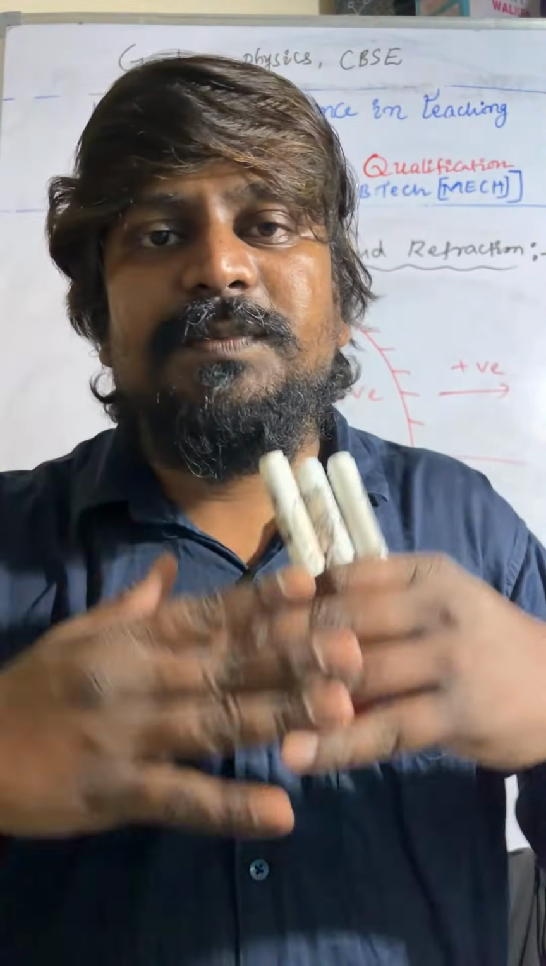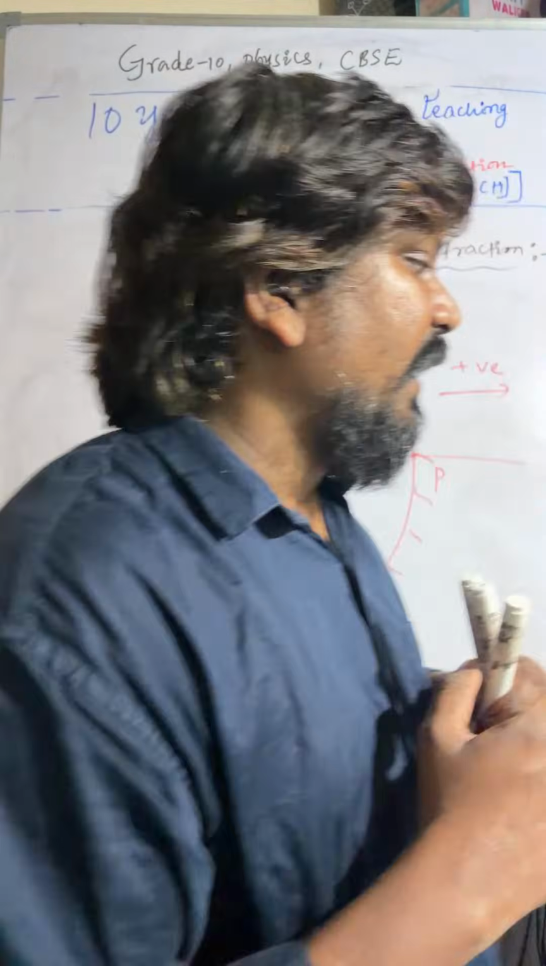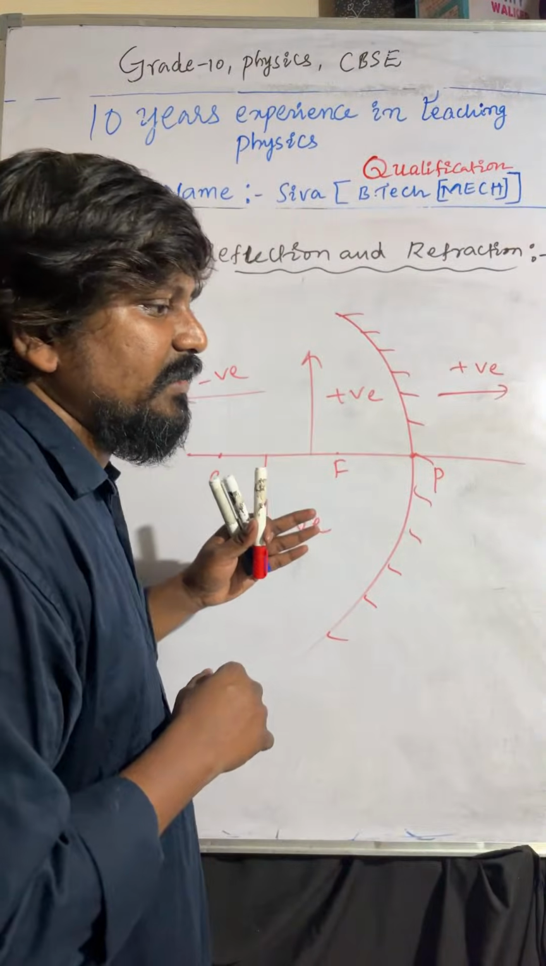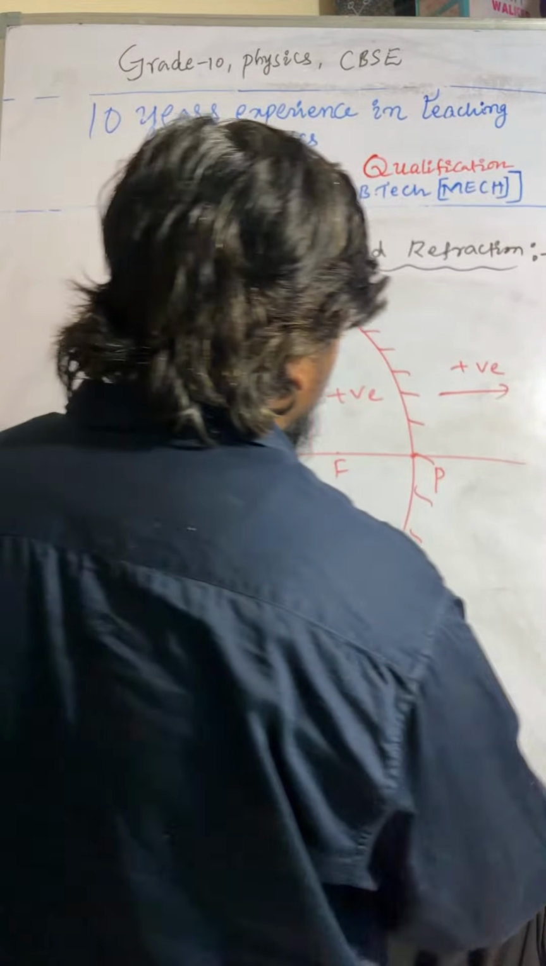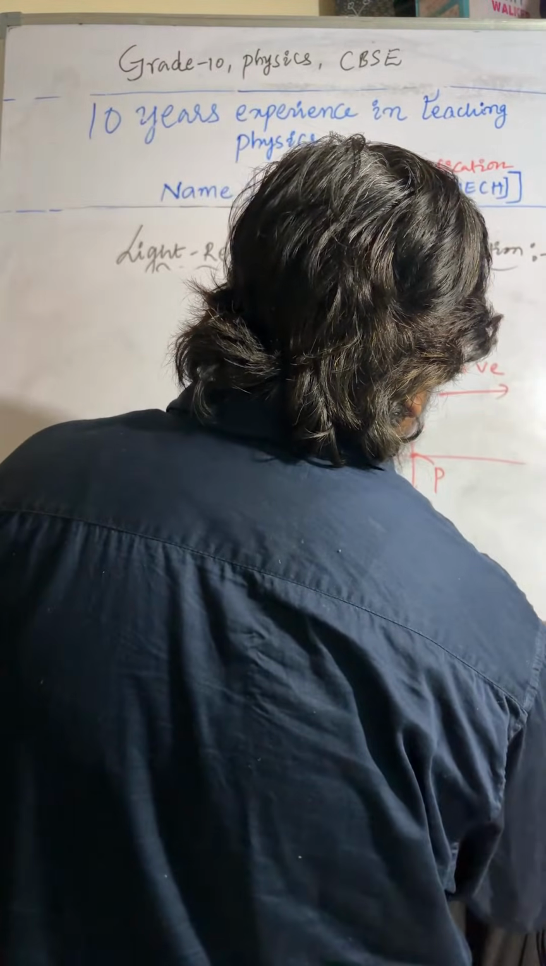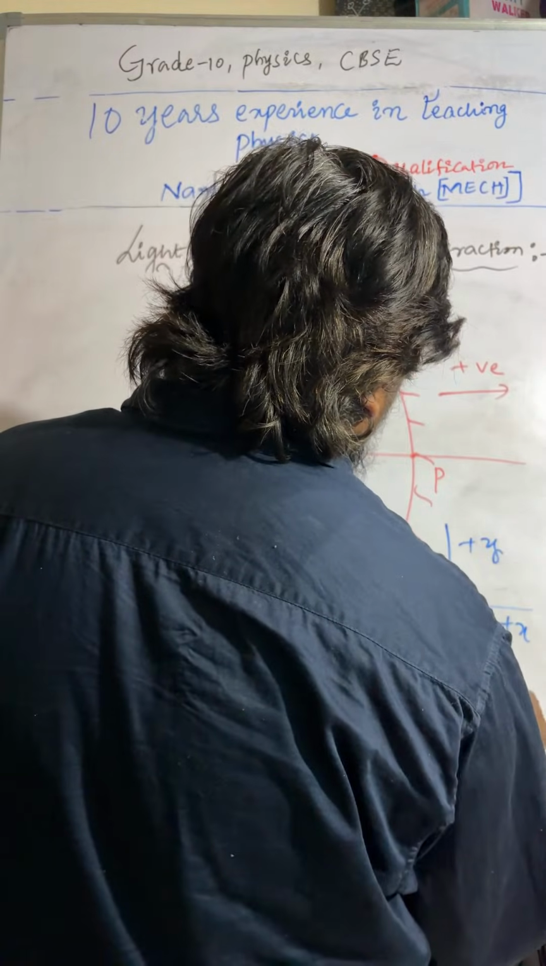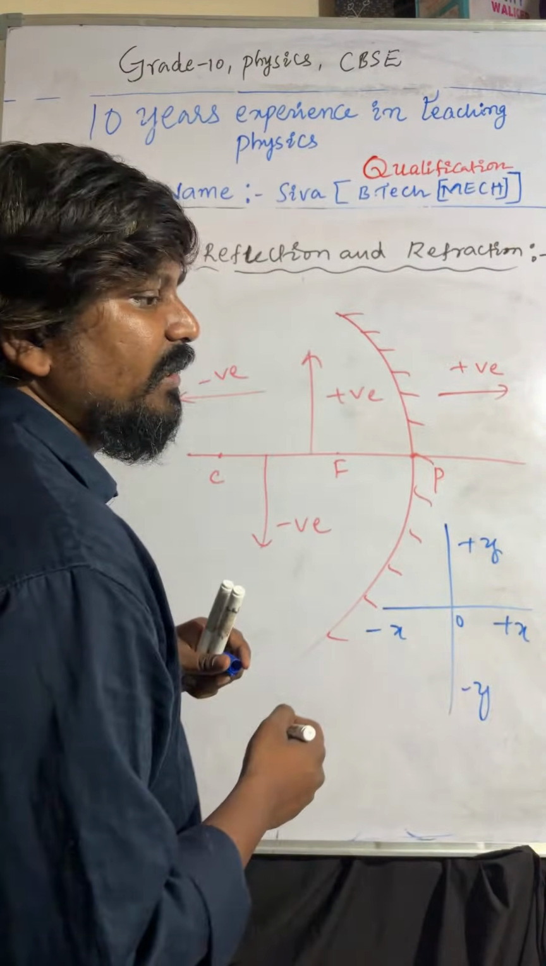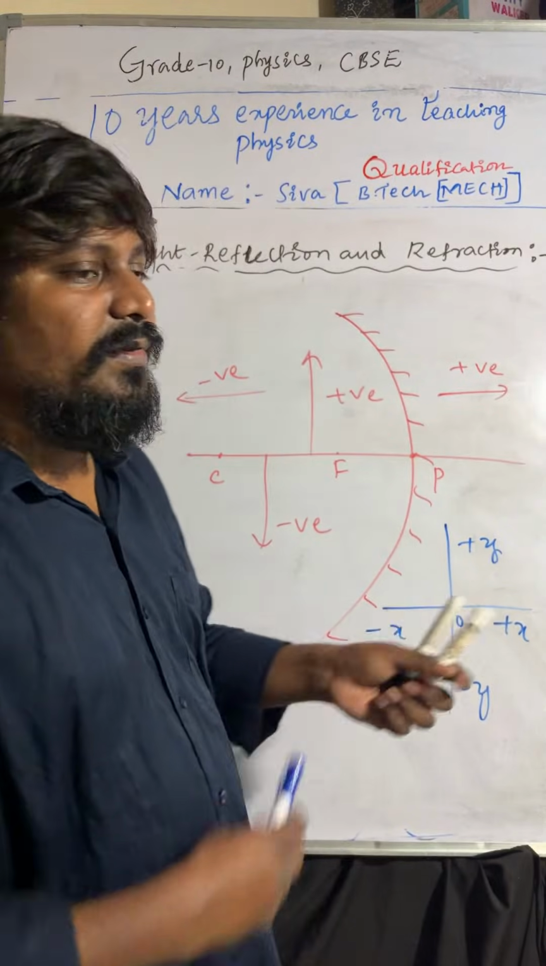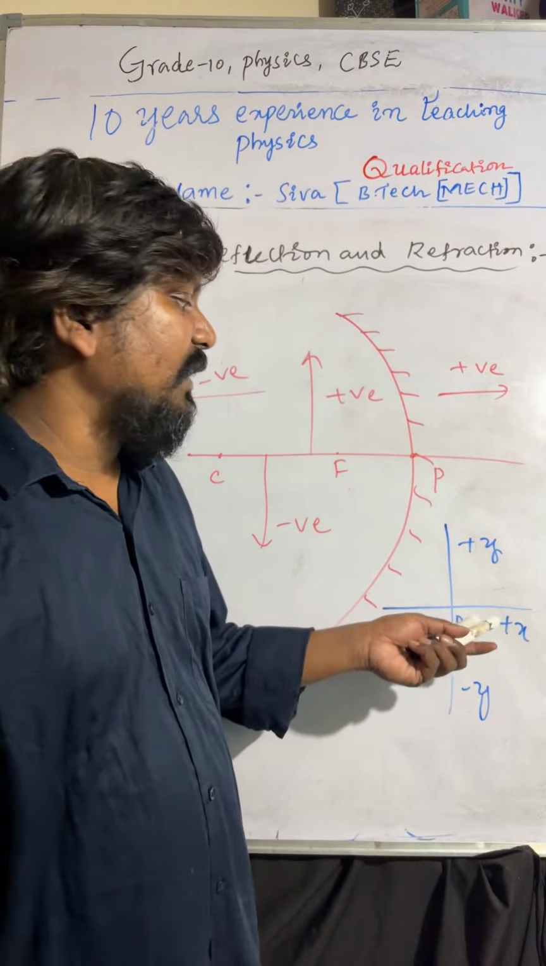Above the principal axis positive. Below the principal axis negative. So these are the sign conventions. Understood or not? Very important, as with a coordinate axis. You can take positive x-axis, negative x-axis, positive y-axis, negative y-axis. All measurements will be taken from the origin. So with the help of coordinate axis, we can take it.